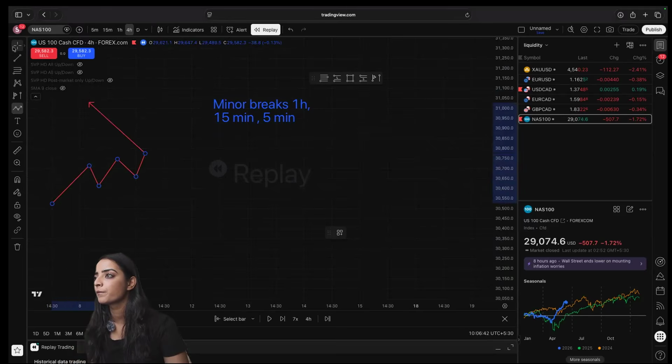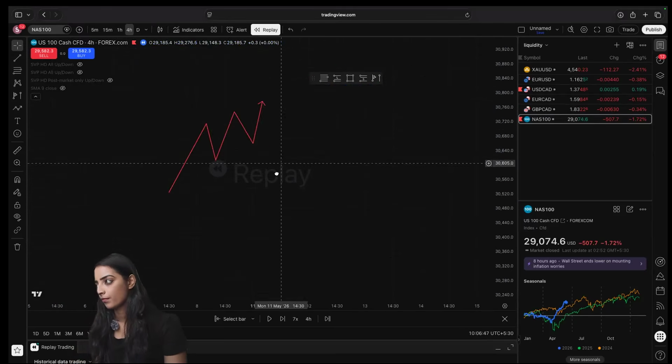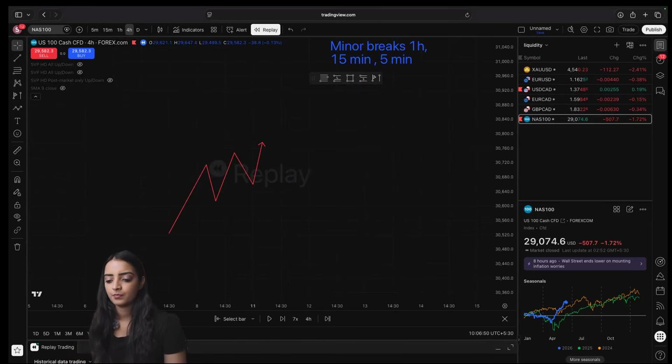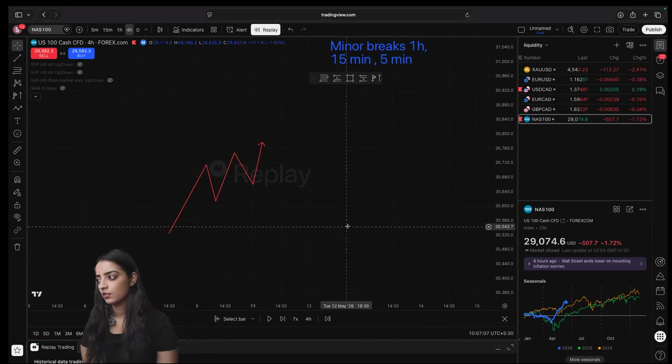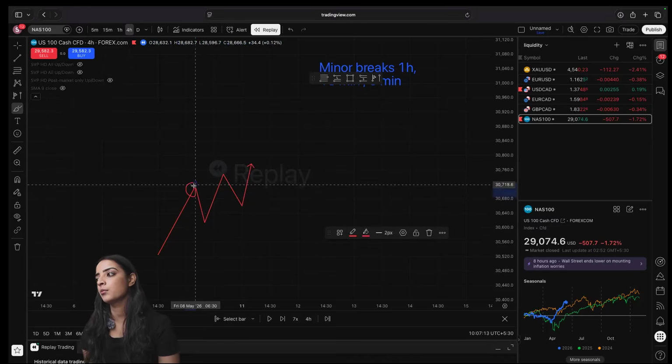A question: in daily, if it is bullish, and in 4-hour, if it is bearish, does that make any difference? I will come to that, after teaching you how to identify direction on the 1-hour time frame, then I'll tell you how to do it. Got it, thank you. Okay, so now let's talk about major breaks. Until now, we have seen minor breaks. We were just looking at whatever area has been broken, and that direction is our bias.